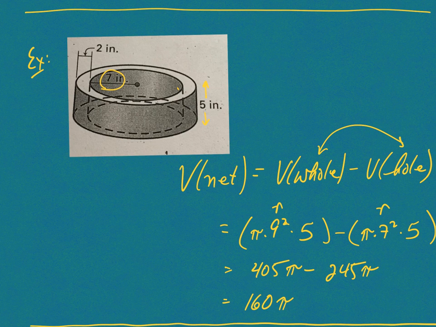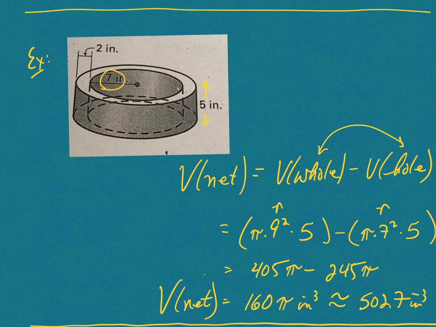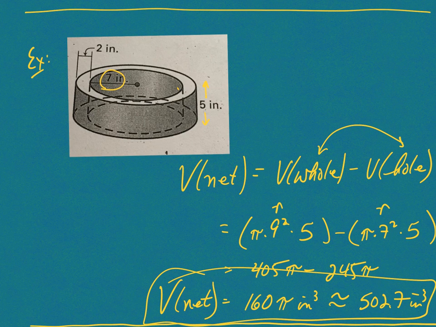And I don't quite have enough room, so I'm going to have to do this off to the side. Sorry about that. Or if I punch that out on my calculator, which I know some of you guys would prefer, we get about 502.7 cubic inches left. So the net volume would then either be 160 pi cubic inches or about 502.7 cubic inches.